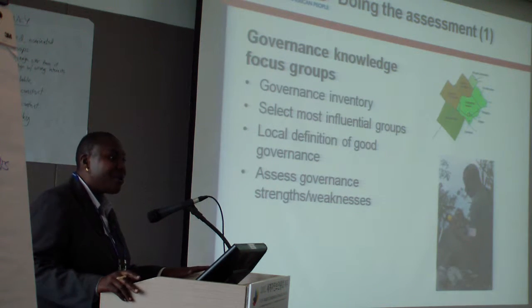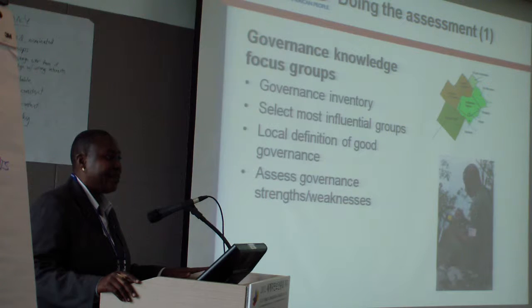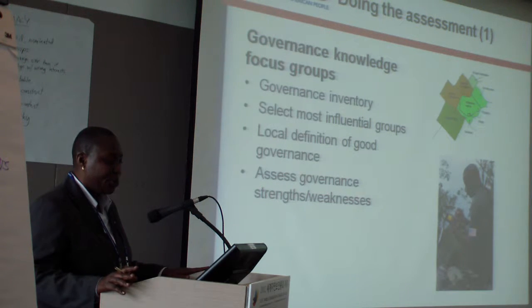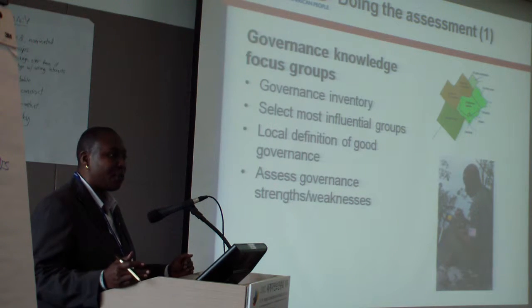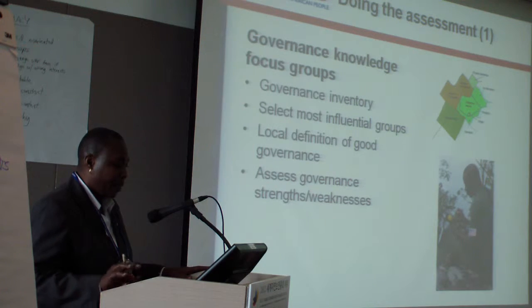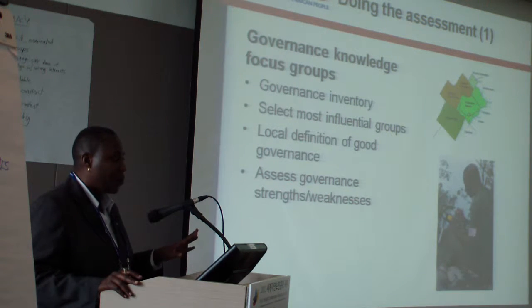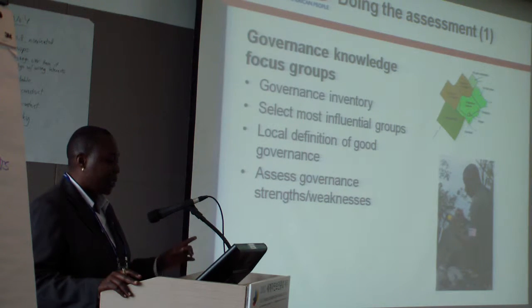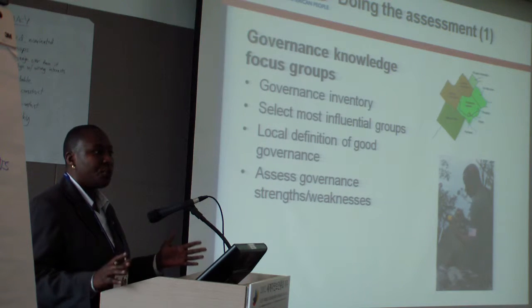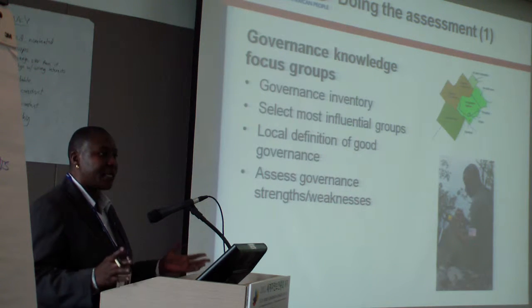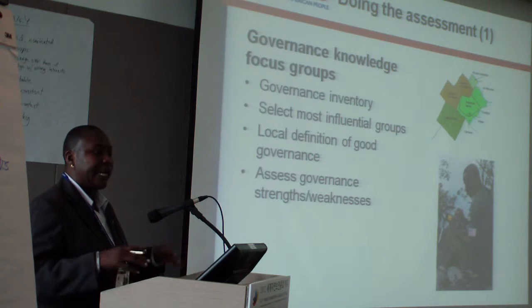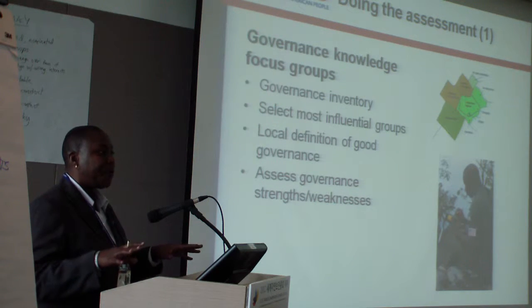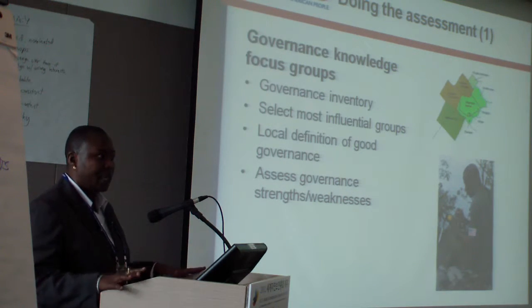I work for the African Wildlife Foundation, and my part is really to take you through the different steps. There are basically 5 steps that you have to follow if you were to implement the tool. To start with, we have 2 components of the steps. The first component is the governance knowledge group. Here you identify the different groups that exist within the landscape. Once you identify them, you bring them together, and they help you map out the different actors that are involved within the landscape.